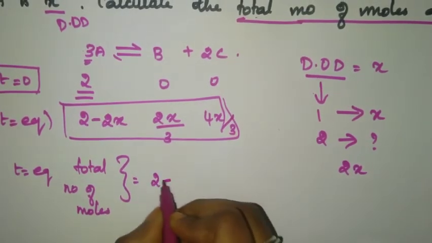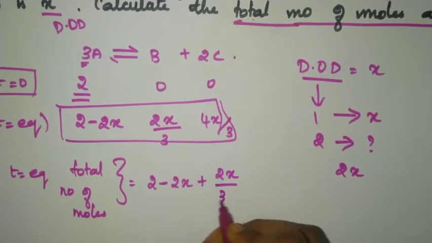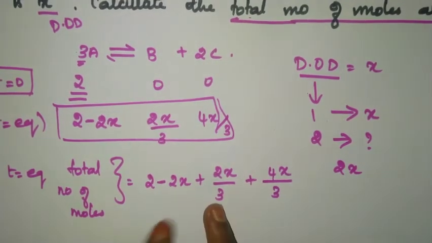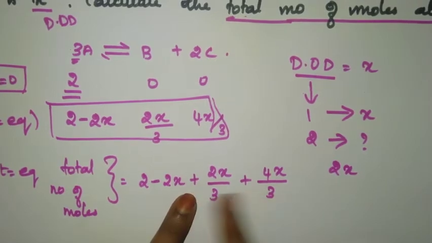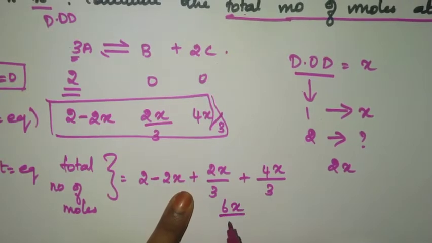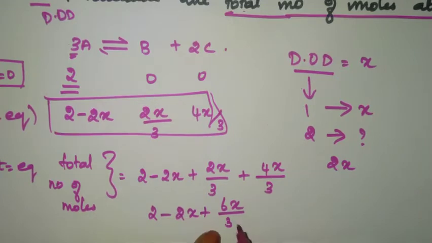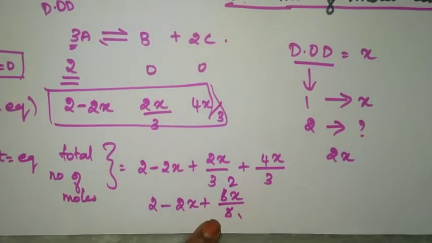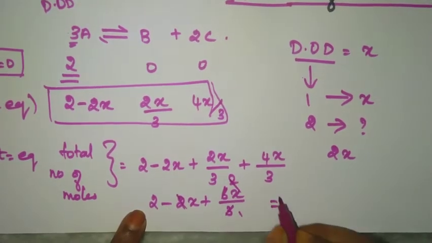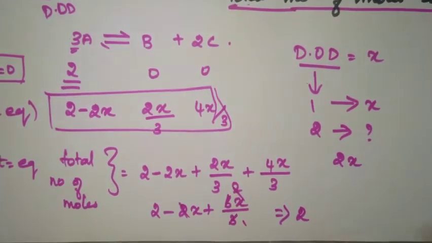That is 2 minus 2x plus 2x by 3 plus 4x by 3. So first these two have a denominator, so we add this first. For adding this we get 6x by 3. Here it is all the same as that of the question. So here positive 2x and negative 2x, these two get cancelled. The number of moles is 2. The total number of moles at equilibrium is 2.